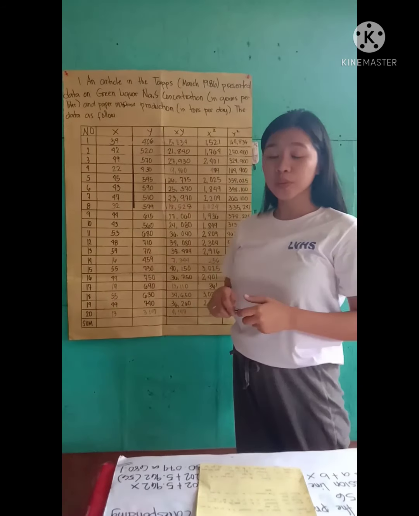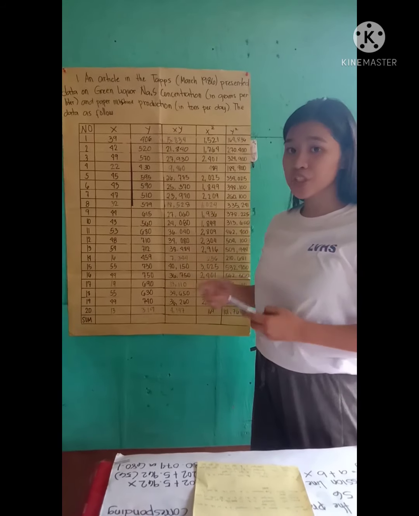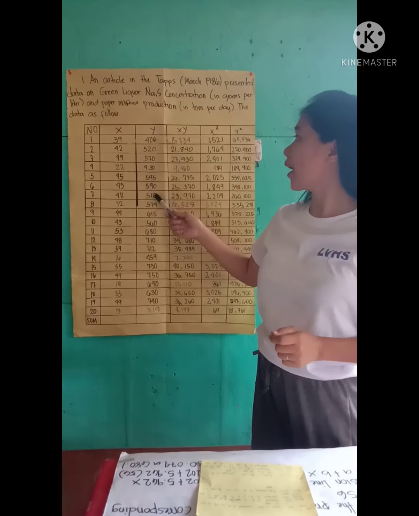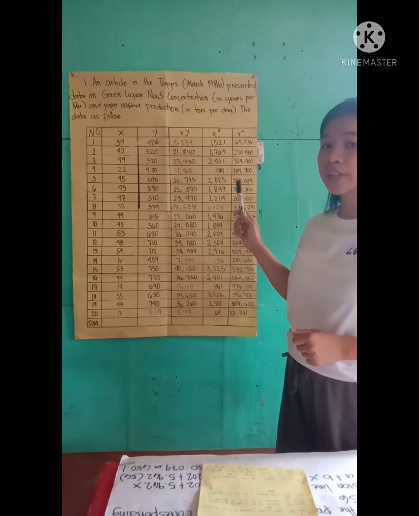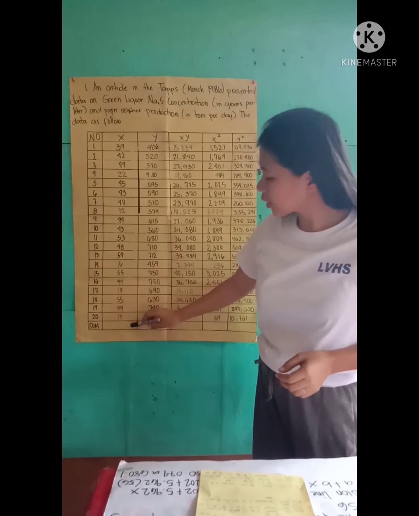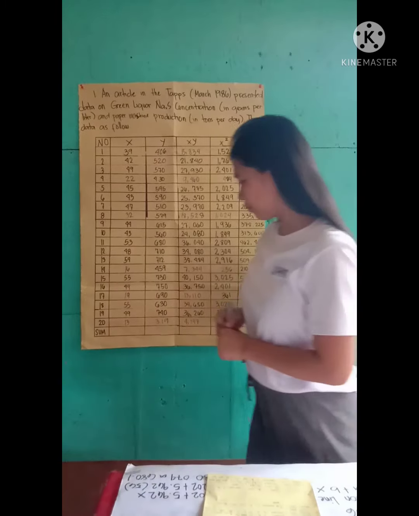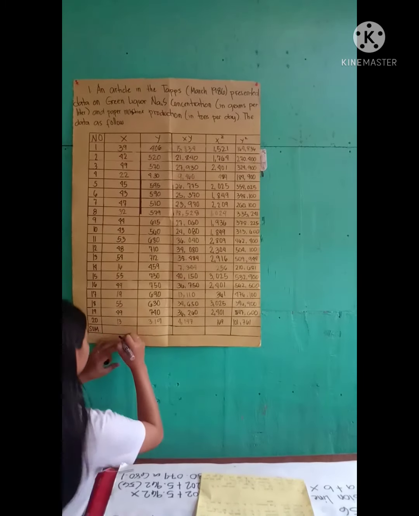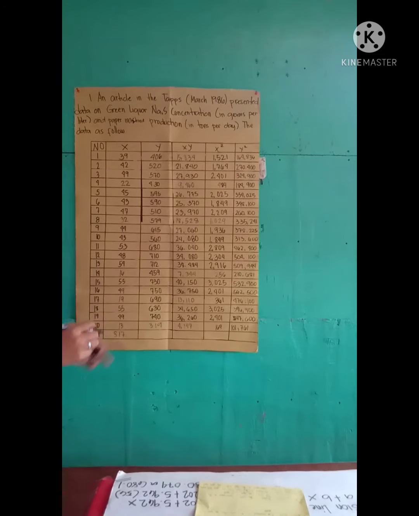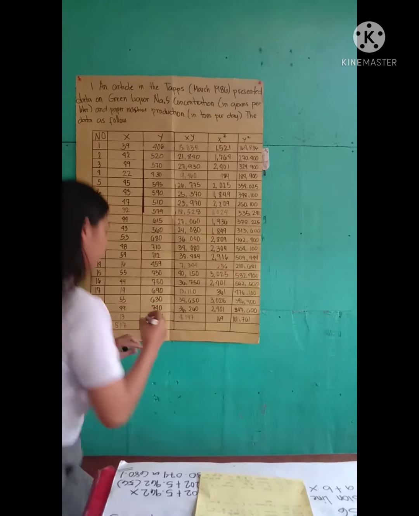And now, as we complete the table, we need to get the sum of each column. We need to get the sum of x, y, xy, x squared, and y squared. So, the overall total or sum of the x column is 817, while in the y column, it is 11,795.